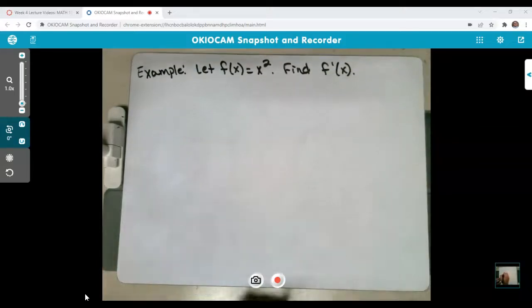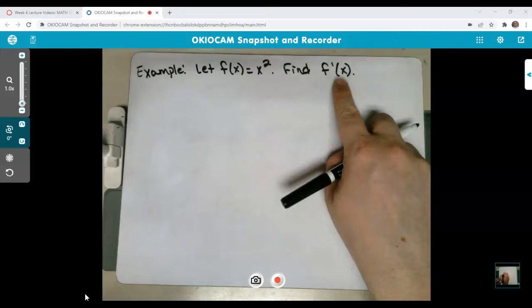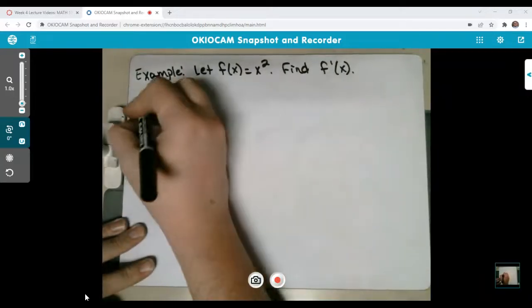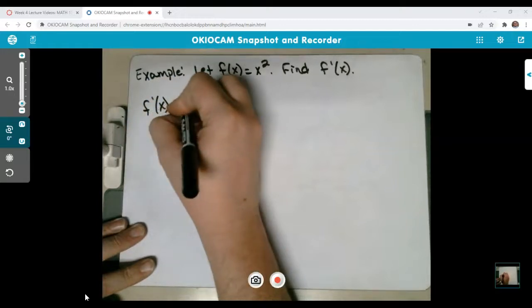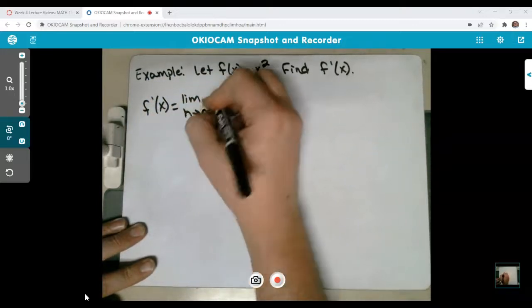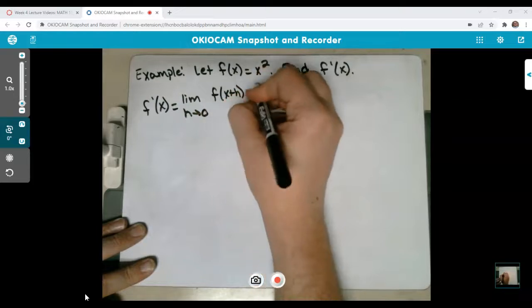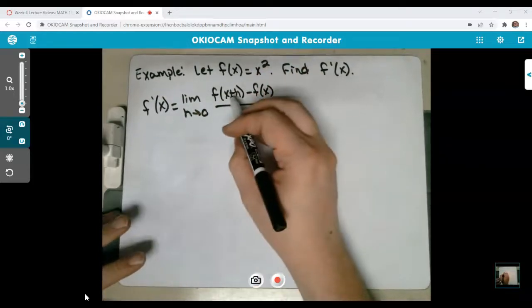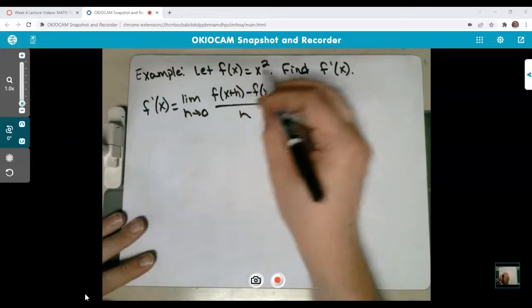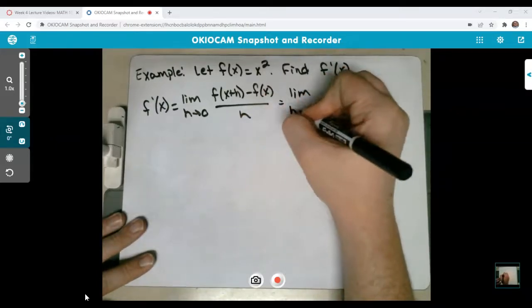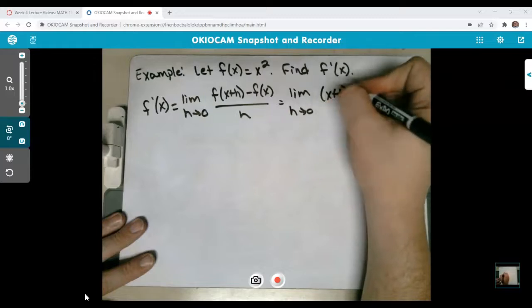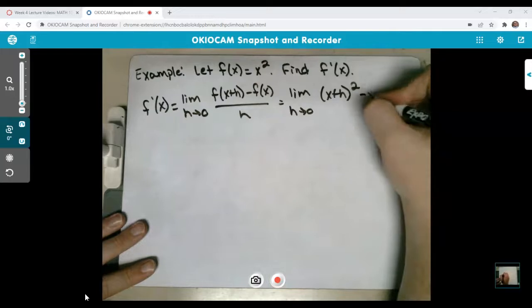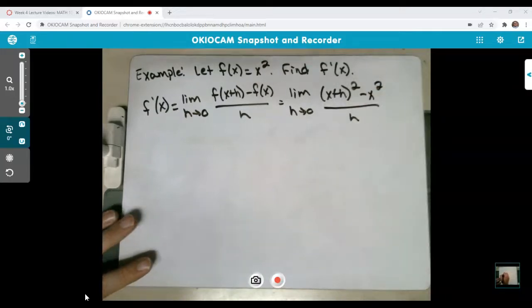Like I said, what I have done is plug in a number for the x, but now I want to just leave it as an x. So f prime of x is equal to the limit as h goes to 0 of f of x plus h minus f of x all over h. For f of x plus h, I'm going to just plug that in. So that's the limit as h goes to 0 of x plus h squared minus f of x, which we have up here as x squared, all over h.